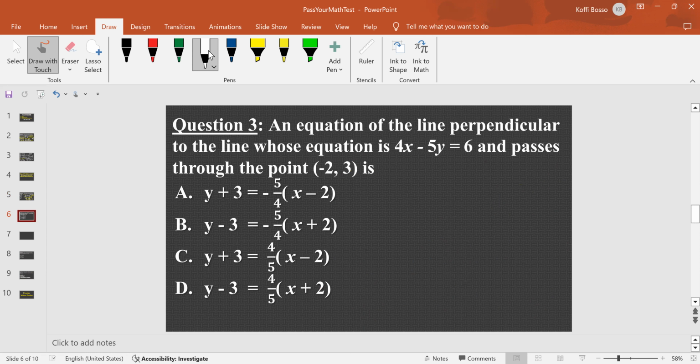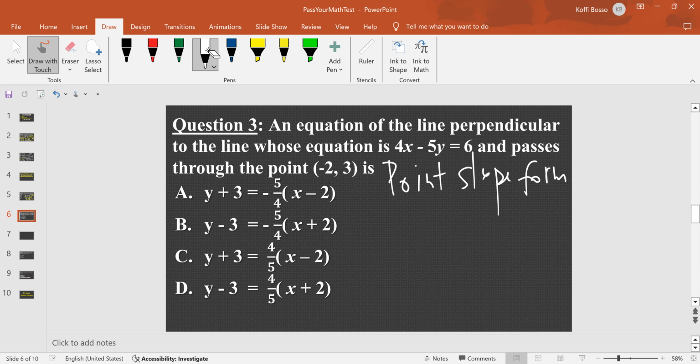Question number 3. An equation of the line perpendicular to the line whose equation is 4x minus 5y is equal to 6, and it passes through the point negative 2, comma 3 is. You have to understand that in this question, for the 4 choices, they use another form of equation of a line. And that form, we call it point slope form. Okay, so what is that point slope form?